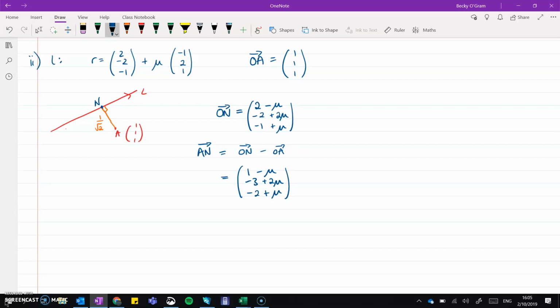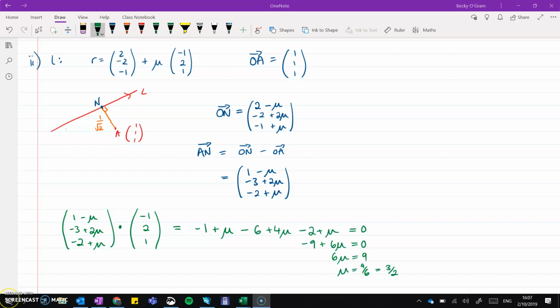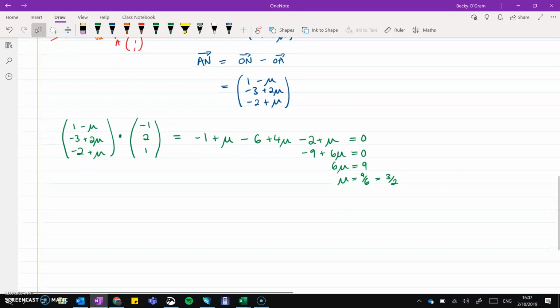There's one other bit of information we haven't used yet, which is that these cross at right angles. So if two vectors cross at a right angle, their scalar product will be 0. We take AN and the direction of L, do their scalar product, and that should come to 0. So we will have 1 plus, oh no, it's times by minus 1, so minus 1 plus mu. Then we have minus 6. I'm just going to take a pause so you don't have to watch me go through all that. Scalar product to 0, and then working through, we get that mu is equal to 3 over 2.